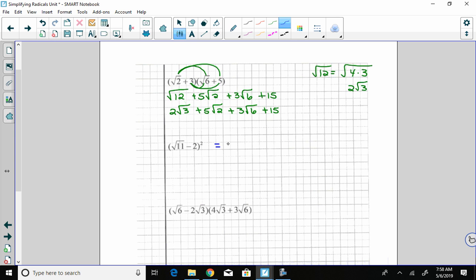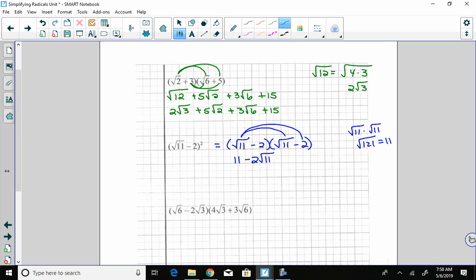So let's write this out as the square root of 11 minus 2 times the square root of 11 minus 2, and let's FOIL it out and see what happens. So the square root of 11 times the square root of 11 becomes 11, right? Square root of 11 times the square root of 11 is the square root of 121, which we know is 11. So we can just jump to that answer. All right, the square root of 11 times negative 2 is negative 2 square roots of 11.